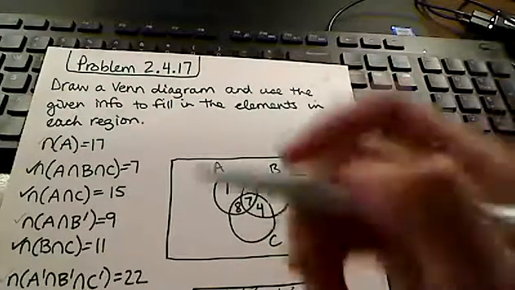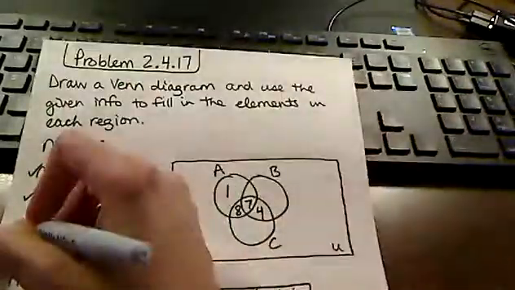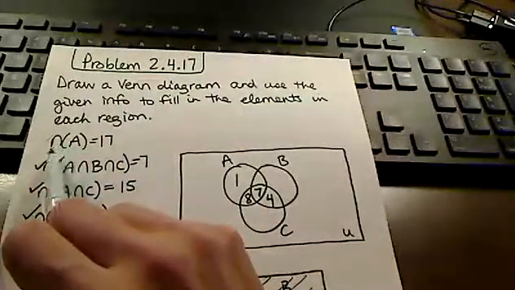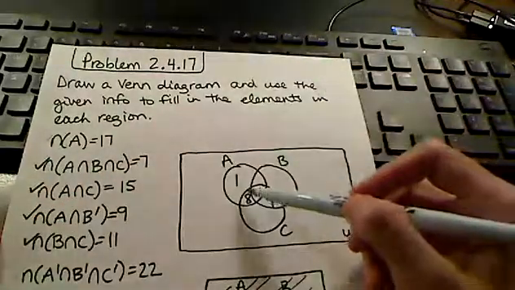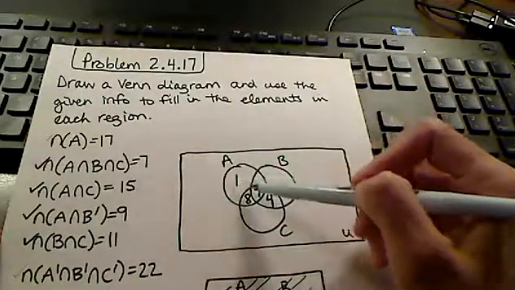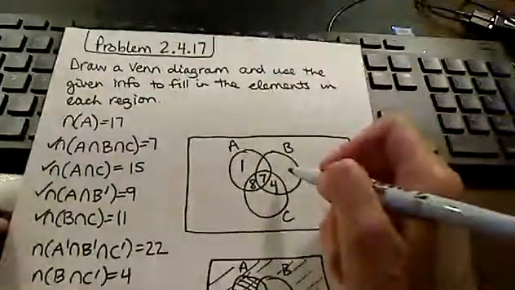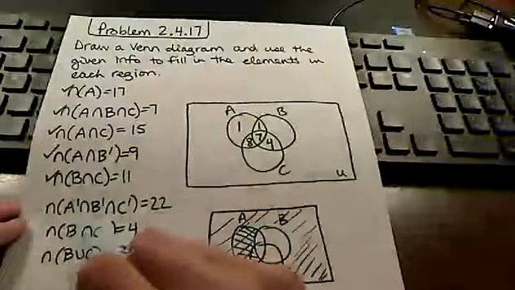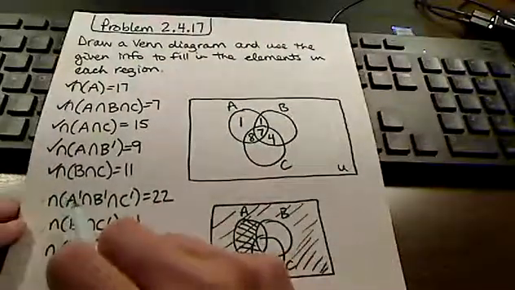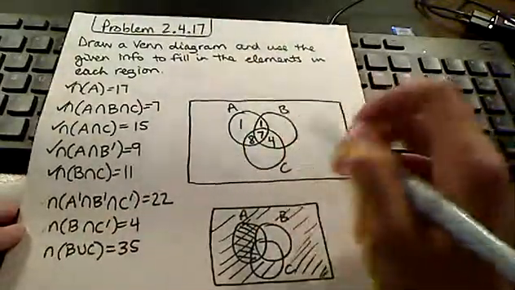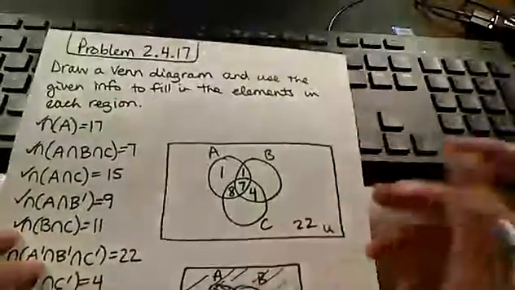Okay, so that's this region right here. And then the next thing that we can look at, we can now go back to this piece of information. The number of elements in A is 17. That's all of A. So we can see that we've already taken into account 15 elements here and 1 there. So that's 16, which means we've got 1 left over for that region that we don't have occupied yet. So we'll put a 1 right there. Let's see what's left. This one you can actually do at any time, the number of elements in A naught intersect B naught intersect C naught, because that's always just what's on the outside of your circles. So that region is 22.